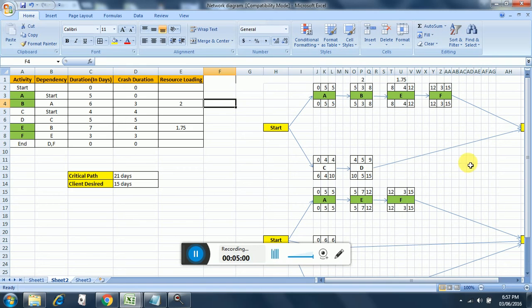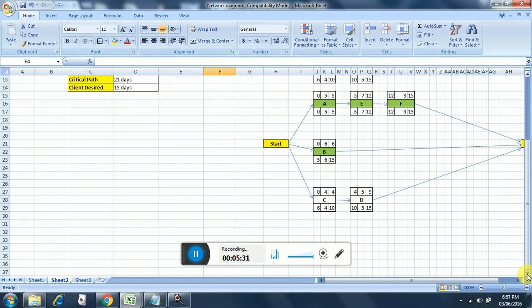So now the critical path is 15 days. It has been reduced. If you check, I redid all the figures over here to complete it in 15 days. So this is how you do crashing. Here it ends. So this is a simple example of crashing. And now we will see what is meant by fast tracking. Fast tracking is nothing but doing activities in parallel.